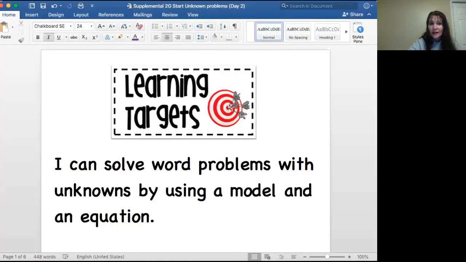Welcome back, mathematicians. We have been learning so many different ways to solve problems. We have been learning about how to solve different types of word problems. Today, we are going to continue with our learning with another type of word problem. Let's go ahead and look at our learning target today. Our learning target today says, I can solve word problems with unknowns by using a model and an equation.